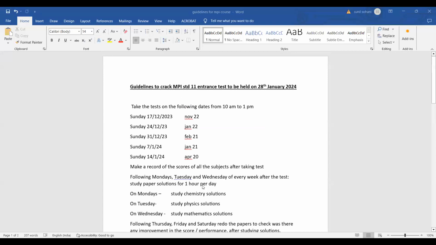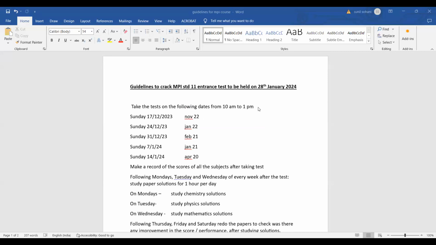Okay, now stop doing your work and look at my screen. There is a Word document which I have created to help you all for the coming 1.5 months. It's a guideline to crack the MPI Standard 11 entrance test to be held on 28th January, the coming exam in January 24. You have to follow this pattern.